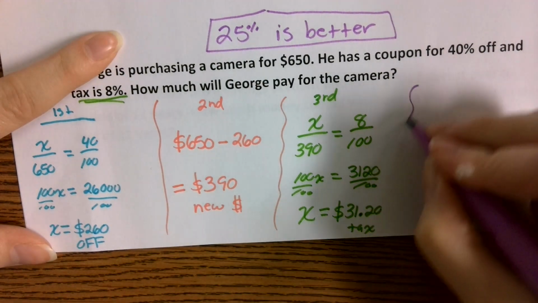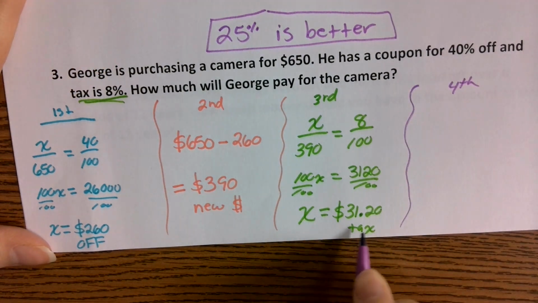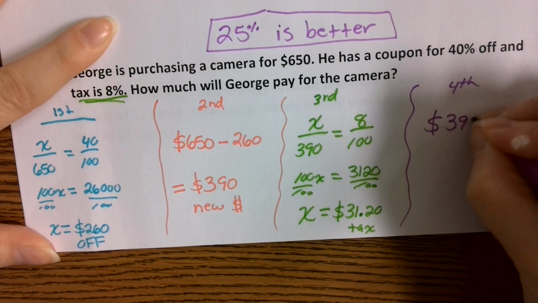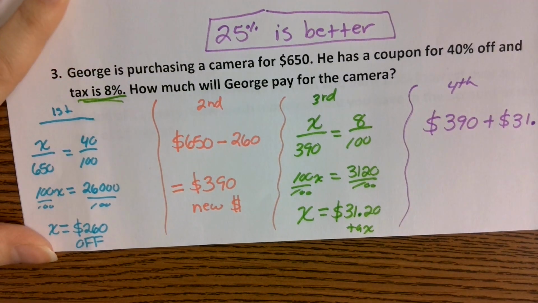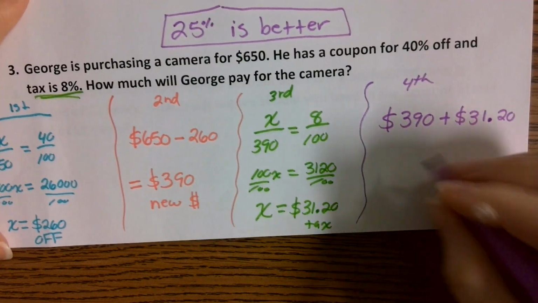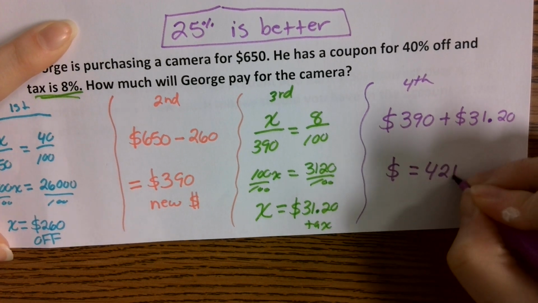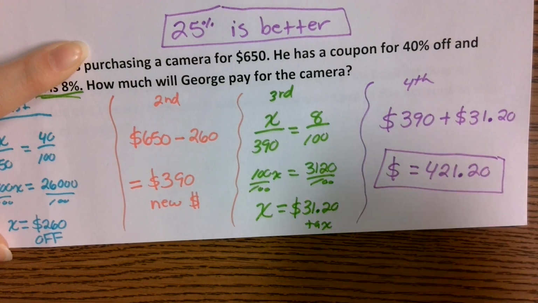Then the last step, step 4, is to combine your tax with your new money. So we take our new money of $390, and we're going to add our tax of $31.20. 390 plus 31.20 is going to come out to $421.20 for the camera. Okay?